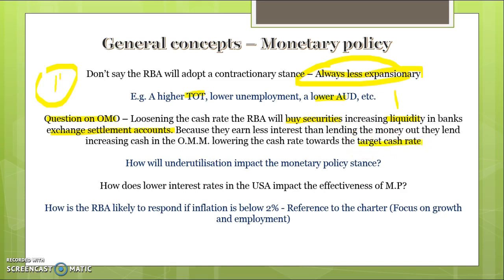So you should have started your response by saying that they will lower the target cash rate, but when you're going through the open market operations process, in terms of adding depth to your responses, mention that the money flows into the exchange settlement accounts when the RBA buys securities, therefore they're more willing to lend that money out because they don't want to hold the money in their exchange settlement accounts, and that leads to more cash overall in the cash market.